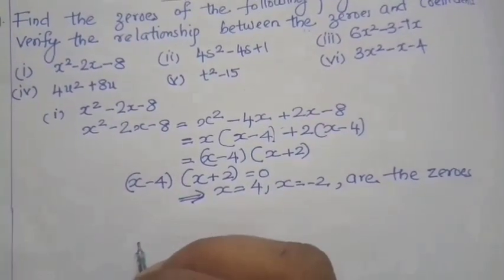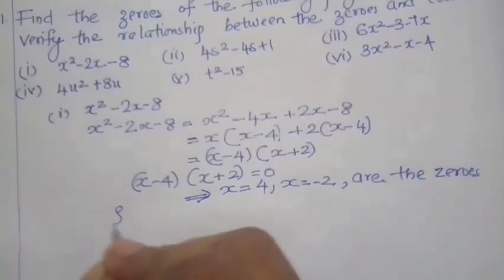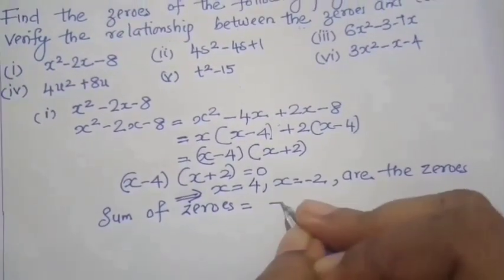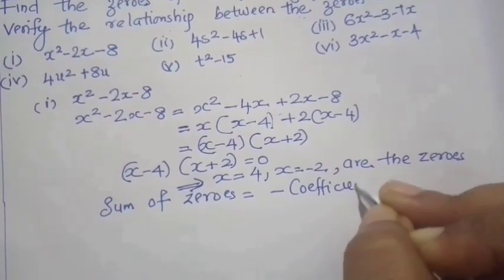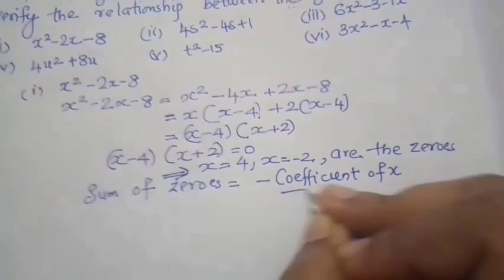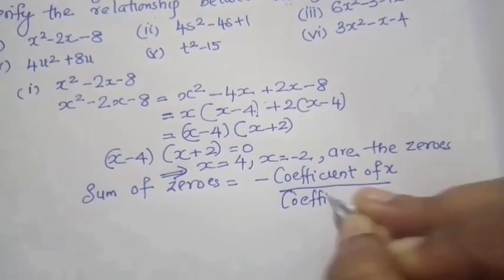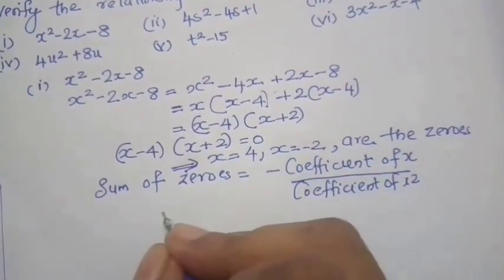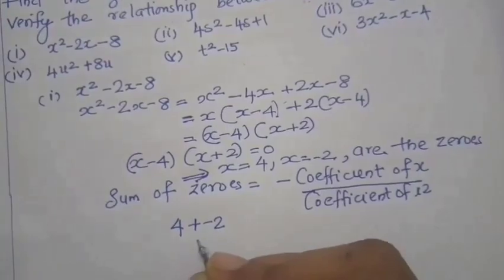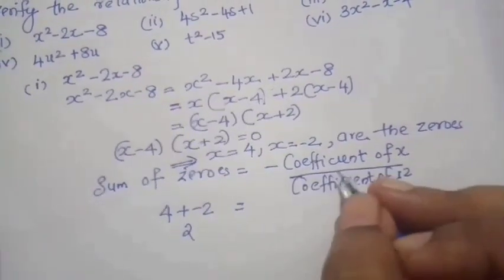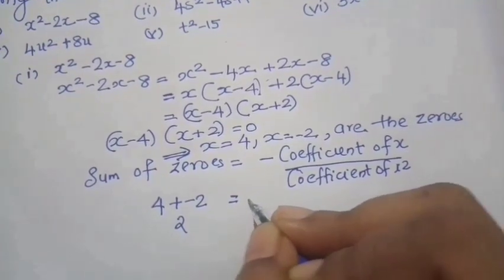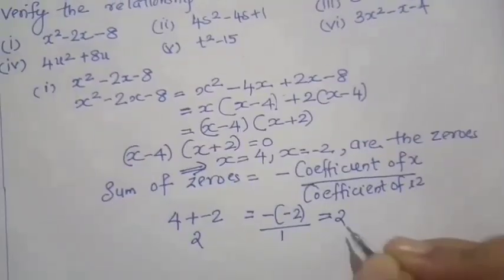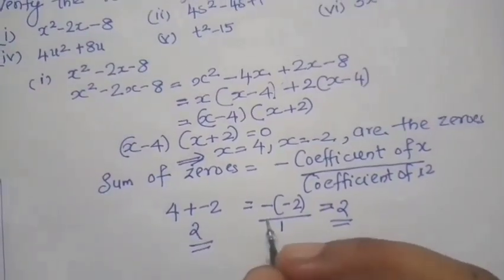Then next we have to find the relation between zeros and coefficient. What is the relation? That is sum of zeros equal to minus of coefficient of x divided by coefficient of x square. So sum of zeros, what are the zeros? 4 and minus 2. So you will get 4 plus minus 2, that will be equal to 2. And on the right hand side, minus coefficient of x. What is the coefficient of x here? Minus 2. Minus of minus 2 divided by, what is the coefficient of x square? 1. So you will get it to be also equal to 2. So 2 equal to 2. So the first relation is proved.